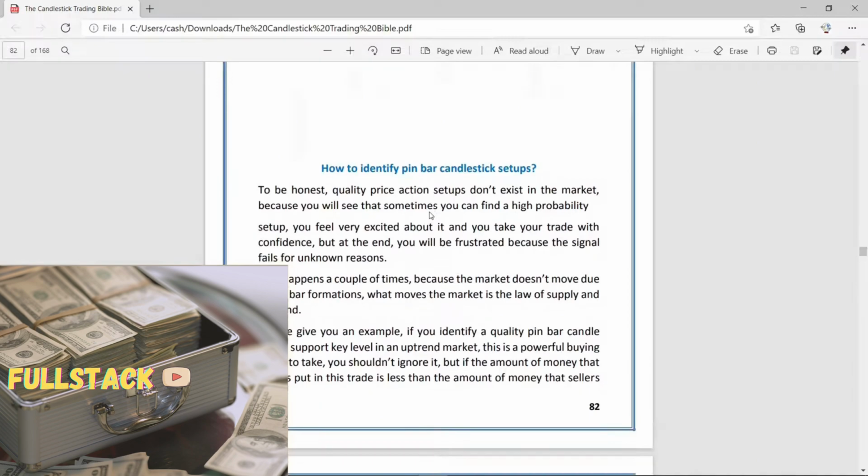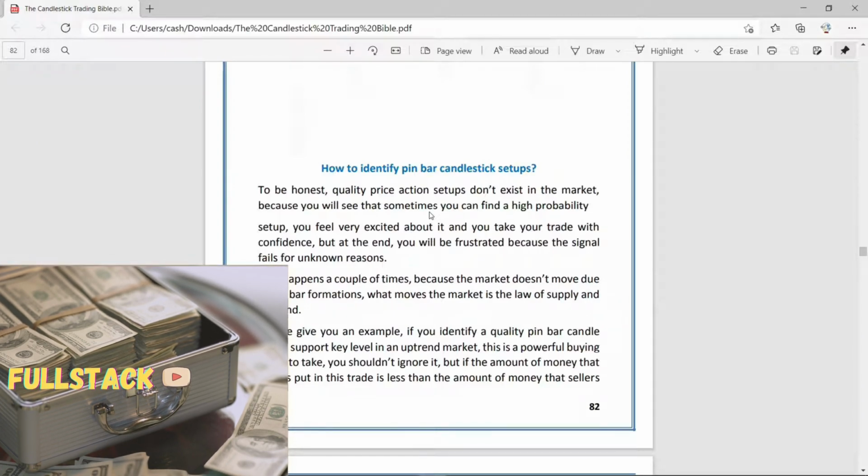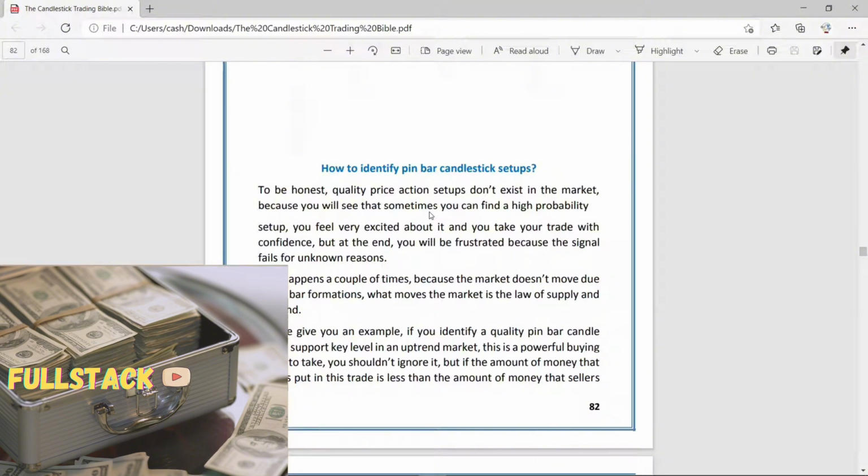So how to identify pin bar candlestick setups? To be honest, perfect quality price action setups don't exist in the market, because sometimes you can find a high probability setup and you get very excited about it and take your trade with confidence. But at the end, you're frustrated because the signal fails for an unknown reason. And that unknown reason is just due to the vast size of the market, meaning there are so many factors you're working against for you to come out with a win. Meaning that every time you get on the charts, man, accept your losses, maximize your wins. First part, accept the loss.